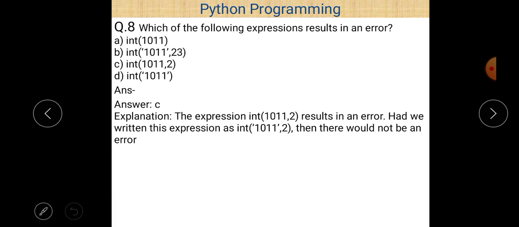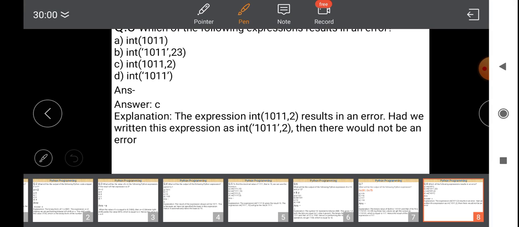Okay, let us see the next question. The simple question is this: which of the following expressions results in an error? Okay, different options are there.